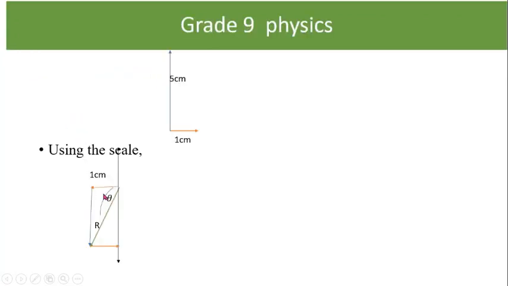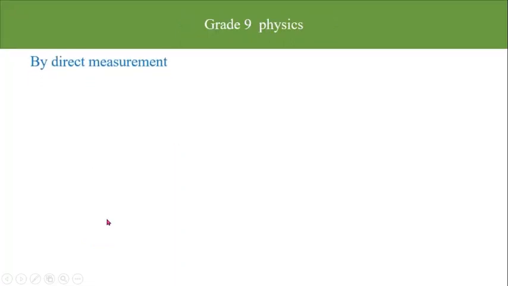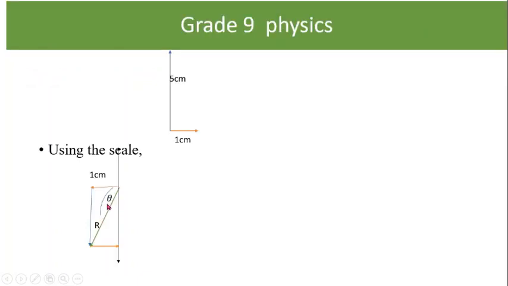Then by direct measurement, we have got r is equals to 5.1 centimeter and theta is equals to 78.69 degree.